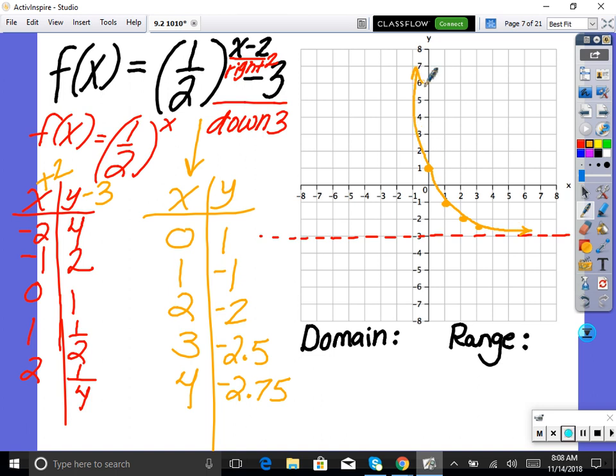So our domain would be -infinity to infinity. And our range, we could have been told without a graph. -3 to infinity.